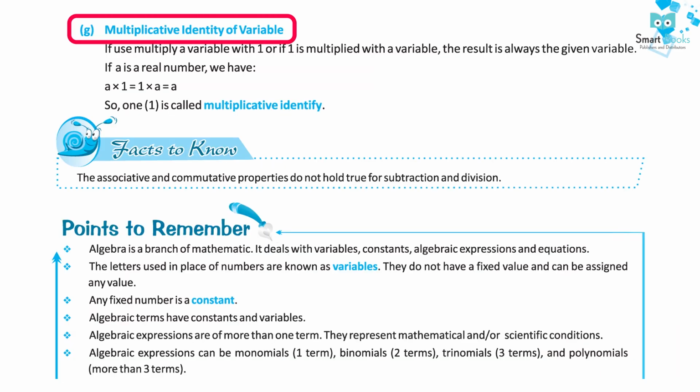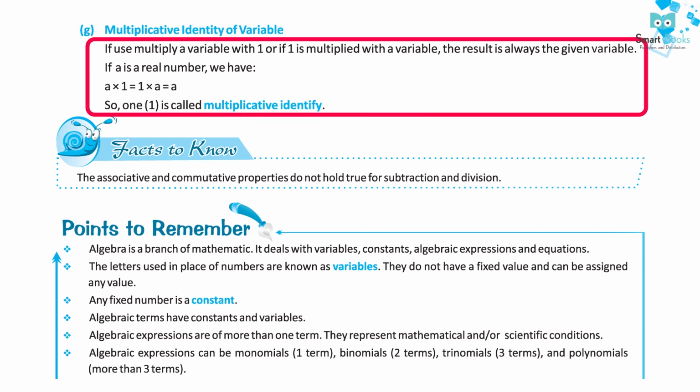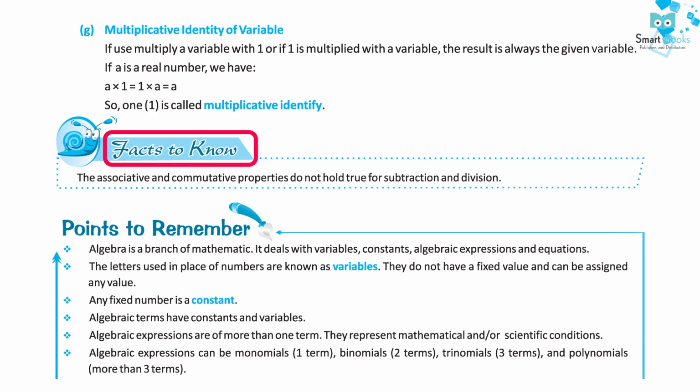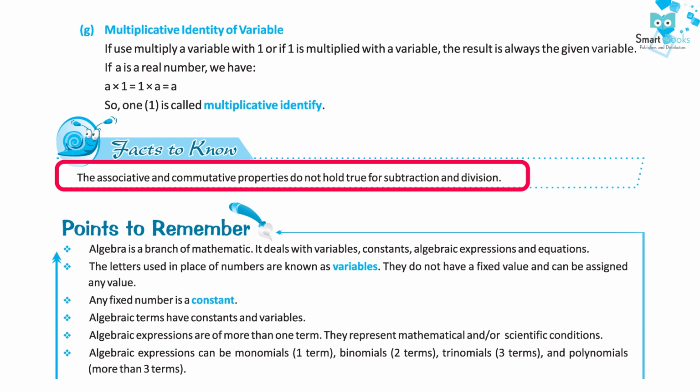G. Multiplicative identity of variable. If we multiply a variable with 1, or if 1 is multiplied with a variable, the result is always the given variable. If a is a real number, we have a into 1 equals 1 into a equals a. So 1 is called the multiplicative identity. Facts to know: the associative and commutative properties do not hold true for subtraction and division.